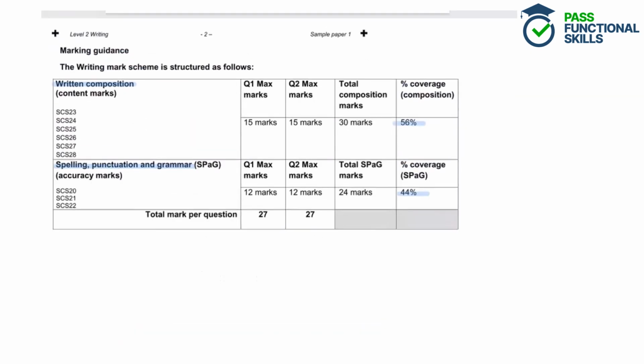So before we take a look at the model answers, we're just going to have a look at the marking guidance. So what will you be marked on? You'll be marked based on your writing composition, which includes clarity of writing, does your writing make sense, length and detail, the use of organisational features, appropriate language and register, and using complex sentences as well. So this will take up 56% of your marks, and then 44% will cover your spelling, punctuation and grammar.